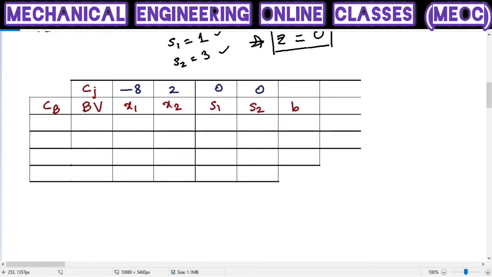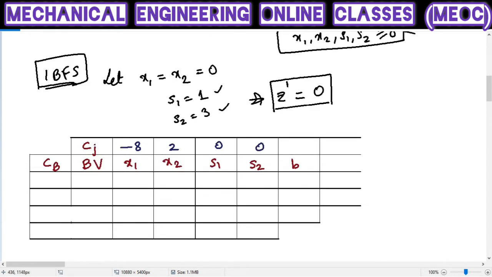Now, what are the basic variables? We have made these non-basic variables. So whatever we have found are the basic variables, s1 and s2. Their coefficients in z or z dash is 0, 0 and 0. Now let us note down the constraints here.